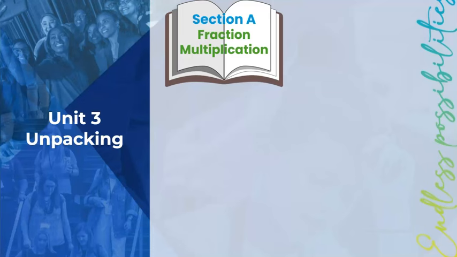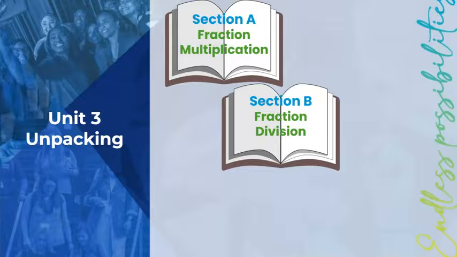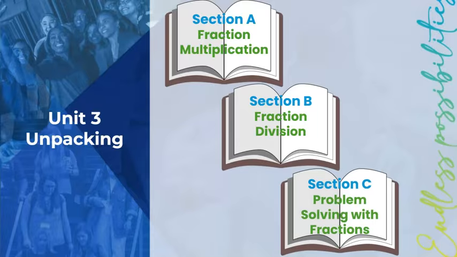Section A focuses on fraction multiplication, finding a fraction of a fraction. Section B is focused on fraction division. Students are dividing a unit fraction by a whole number, thinking about that as partitioning a fraction, and they focus on dividing a whole number by a unit fraction, and this they relate to repeated subtraction of a fraction. In Section C, students do some problem solving with fractions using the operations from Sections A and B.